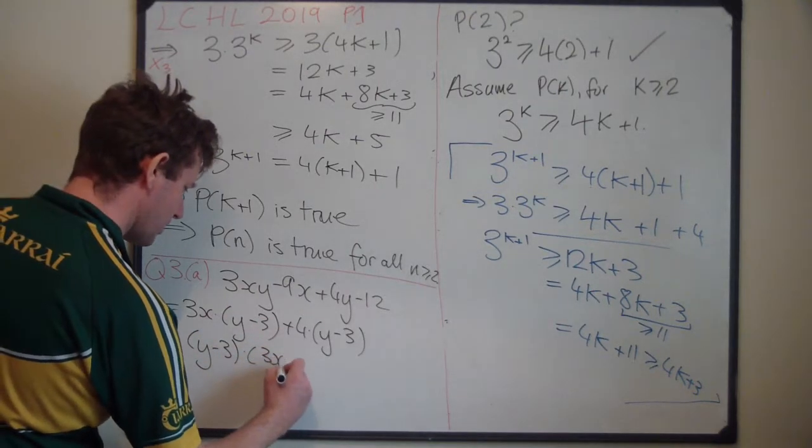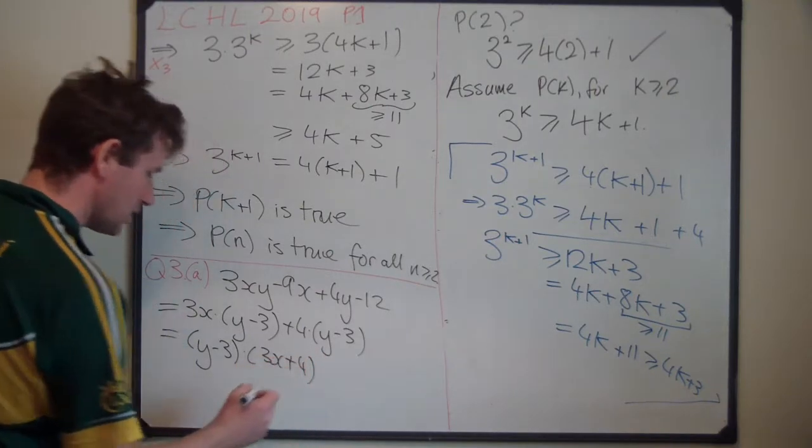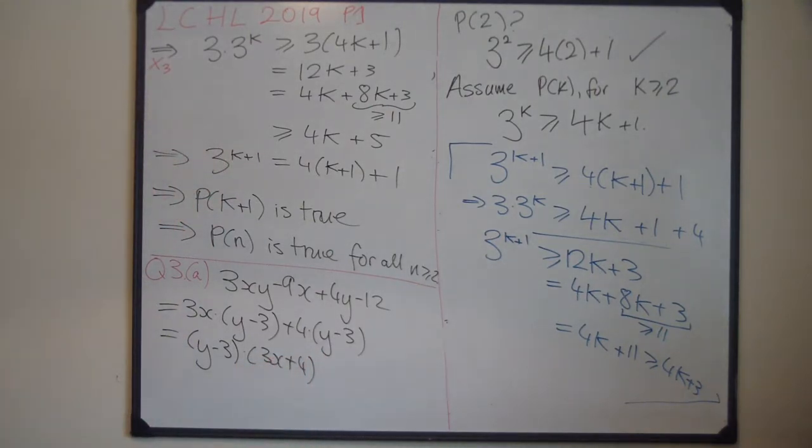Now this is a good example of reading the question, how I answered the question I was asked. A lot of students, I feel, would go on to solve this equal to 0 and say, oh, y is equal to 3 or x is equal to minus 4/3. But it doesn't ask us to solve it equal to 0. It asks us to factorize it, and we have done so. So that's that question answered. Part B.